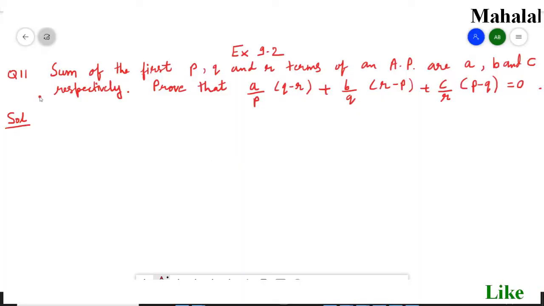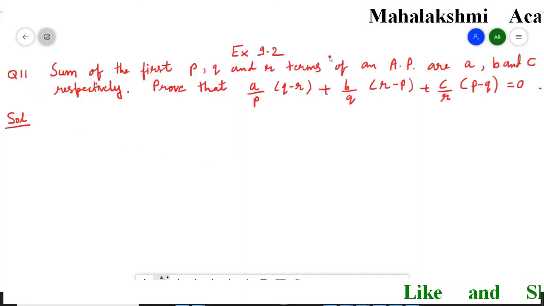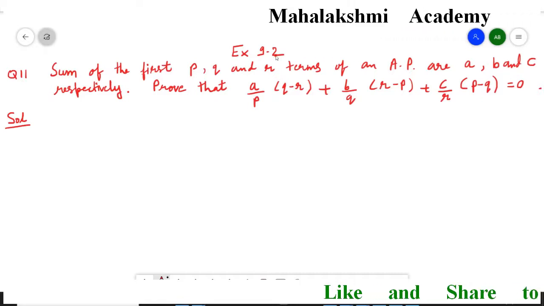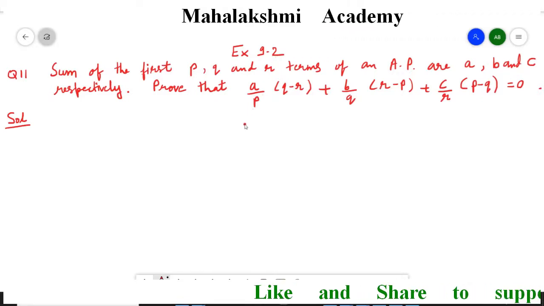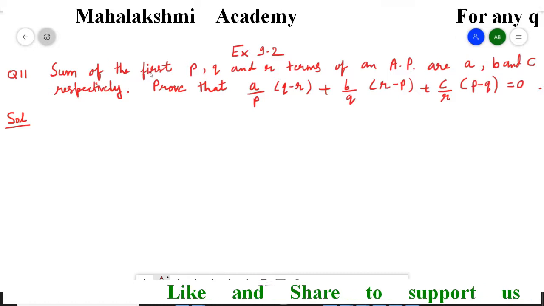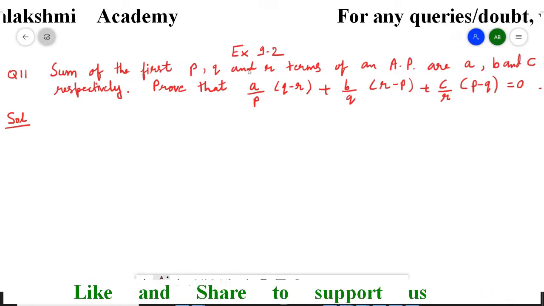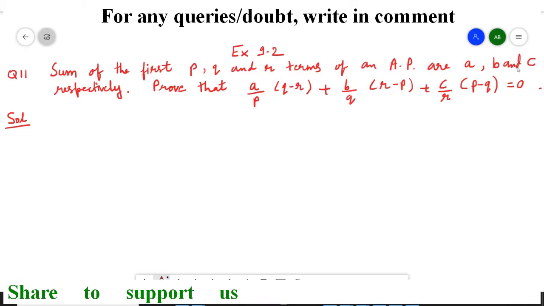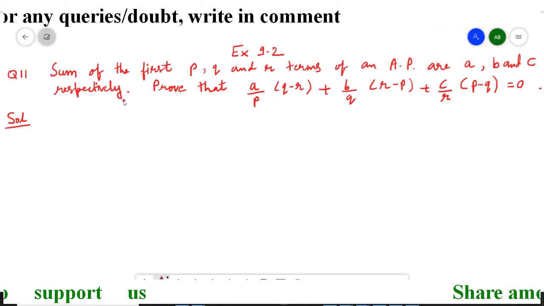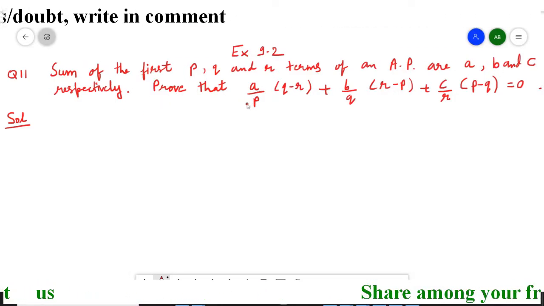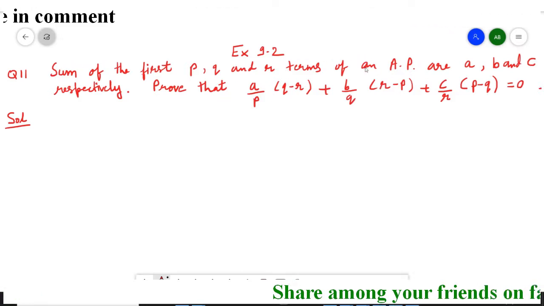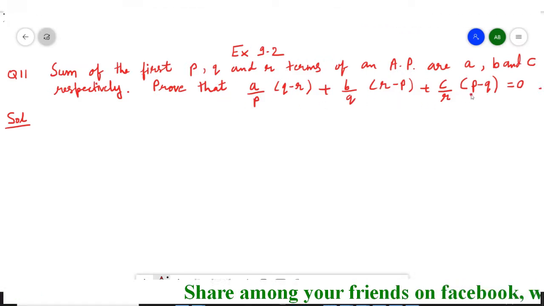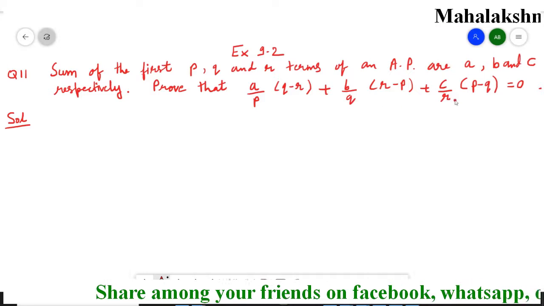Hello everyone, I am going to explain question number 11 from exercise 9.2, and this question belongs to 11th class maths. The sum of the first p, q and r terms of an AP are a, b and c respectively. Prove that the given result holds. With the help of this given information we have to prove this result. The result is written here, you can see it.